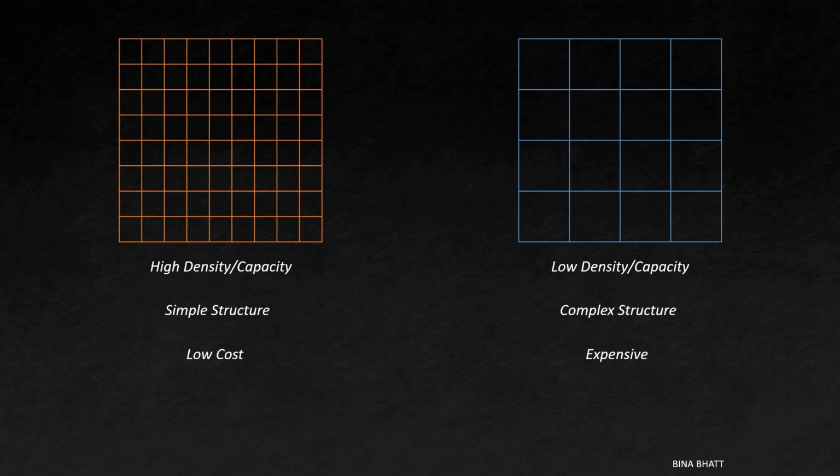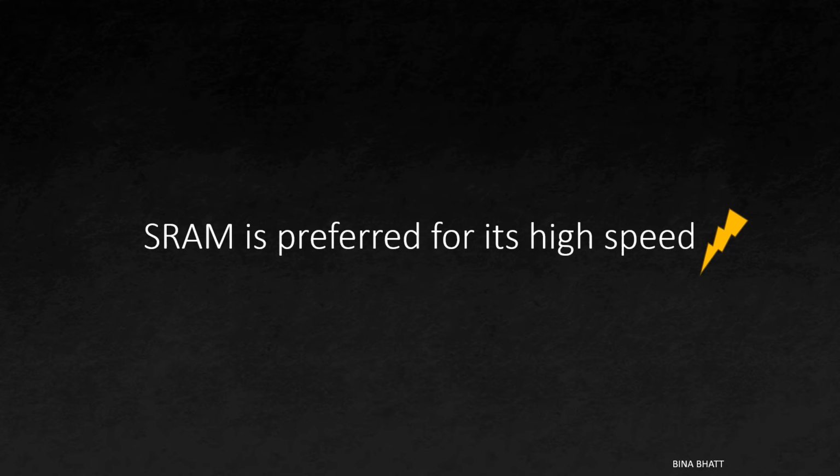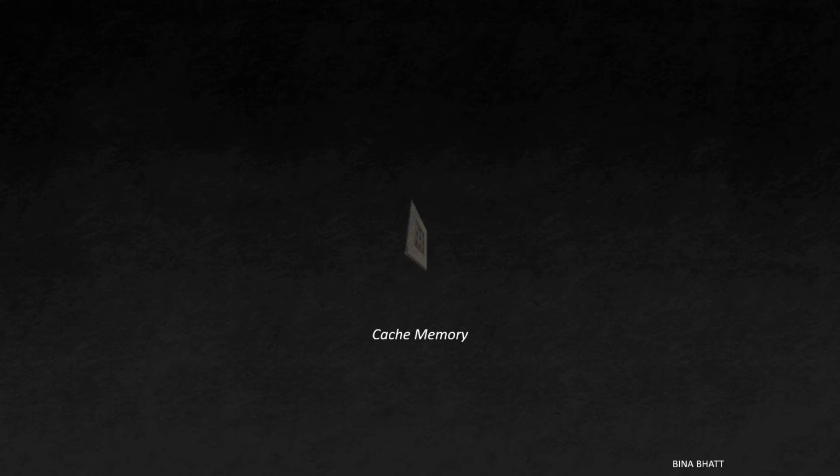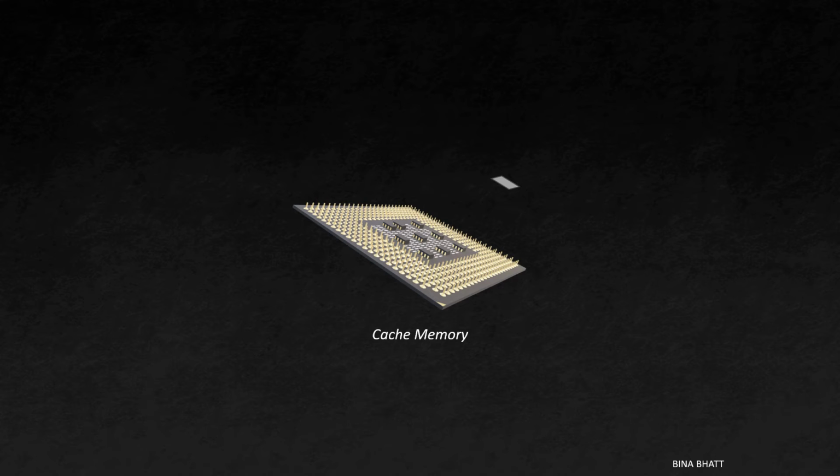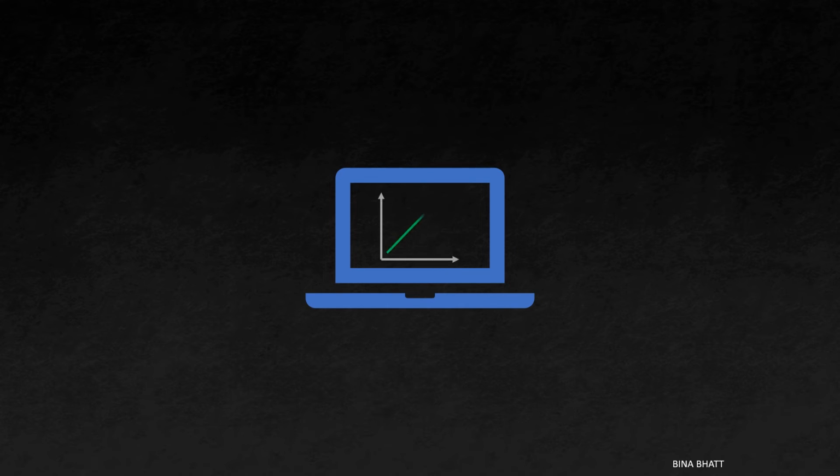Now that we've covered most of the differences, let's discuss the applications in computers. SRAM is favored for its high speed, making it ideal for cache memory in computers. A small amount of SRAM cache works wonders, significantly boosting performance. Not only does it provide high performance, but its small size also helps in keeping the overall size of the system compact and the costs affordable.